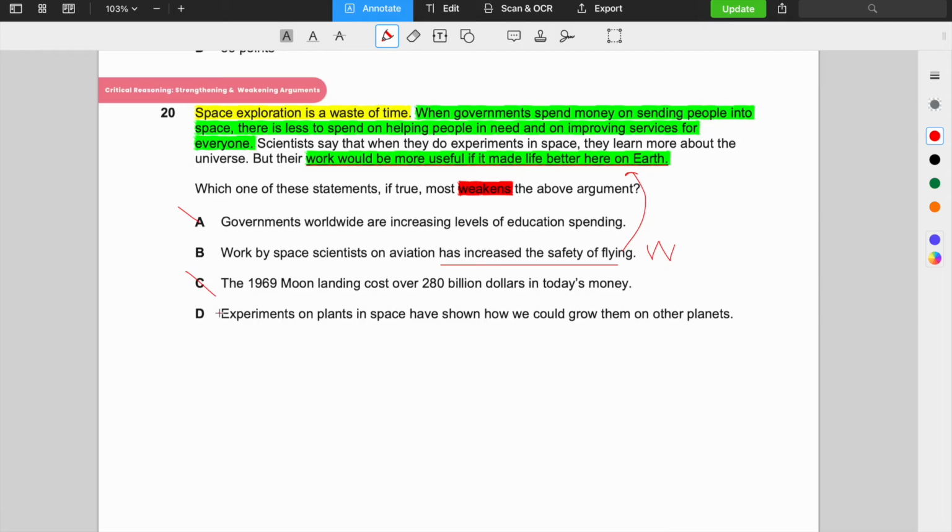D, experiments on plants in space have shown how we could grow them on other planets. Now, some kids might have been tricked by this option, right? Because they're listing an advantage of space exploration. But again, we have to remember the focus is on improving life on Earth, and knowing how to grow plants on other planets is not beneficial to life on Earth. So B is the best answer. Okay, B is the best answer for weakening the argument.